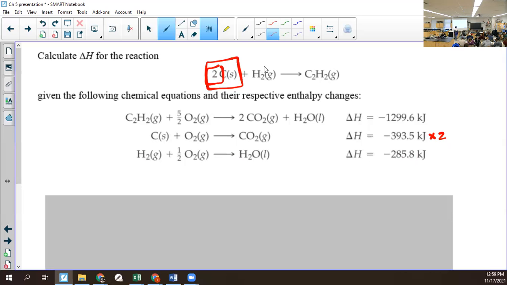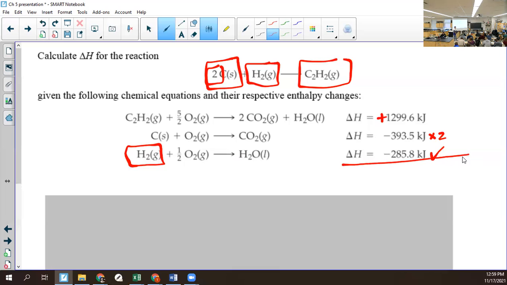Next, I have H2 on the left. Do I have H2 on the left? Yes. Does the coefficient match? Yes. So I leave this one alone. You with me? I come up here, acetylene, C2H2. It's on the right here, but over here it's on the left, correct? So what do I need to do? I just flip it, which means I change that to a plus. And then I find the sum.